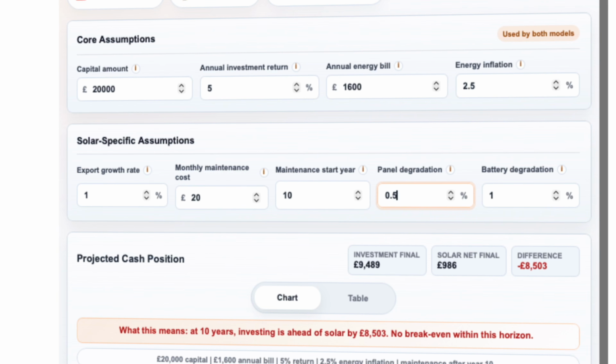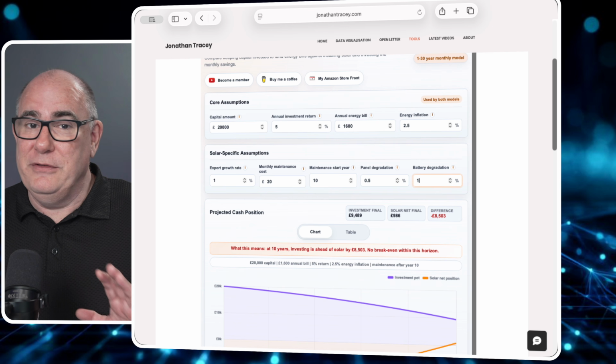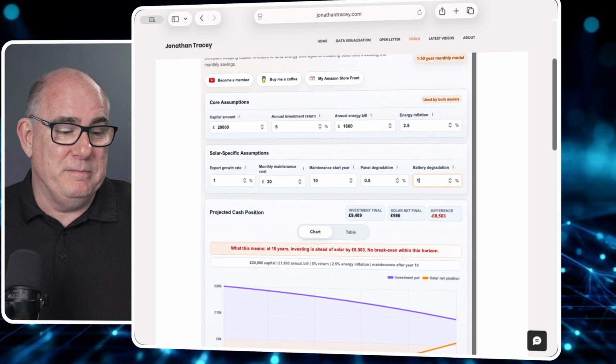We've then got panel degradation. So solar panels, although they will last for 25 years, they will get slightly less efficient each year. So I'm going to put in 0.5% a year. And for my batteries, I'm going to put in a 1% degradation per year. Again, don't like my numbers, put in whatever you want it to be.